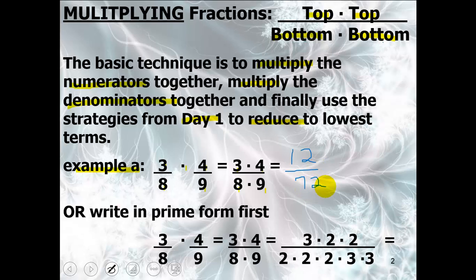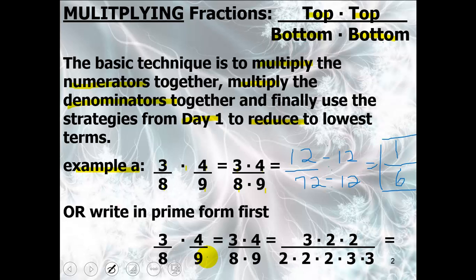All right, now I ask myself, these are my strategies from yesterday, does 12 go evenly into 72? Yes, so I'm going to divide top and bottom by 12, and I get 1/6. Boom, done.